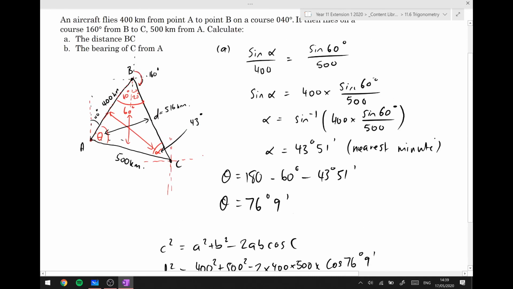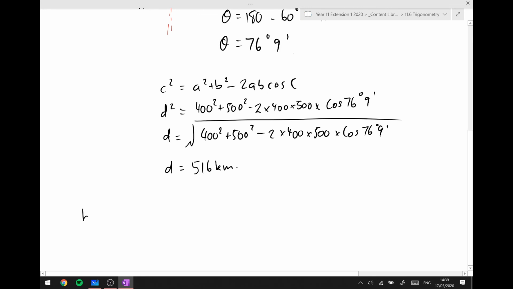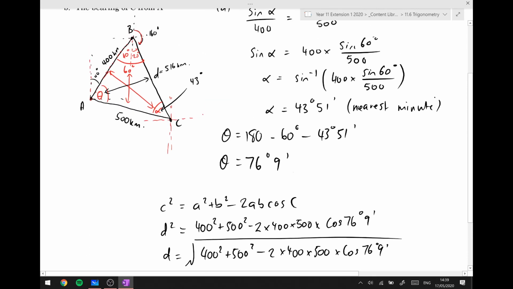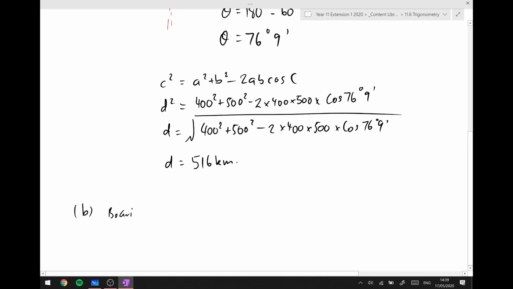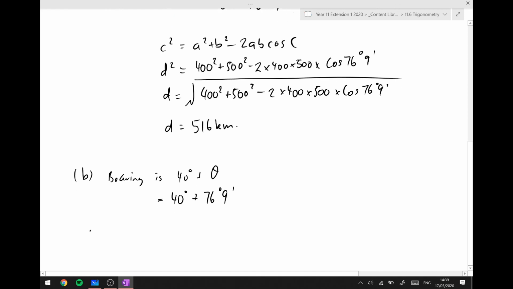Now part B says the bearing from C to A. So we already know what this angle is in there. It's just an extra 40 degrees along from it. So bearing is 40 degrees plus theta, which is equal to 40 degrees plus 76 degrees and 9 minutes. So therefore, bearing of C from A is 116 degrees and 9 minutes.